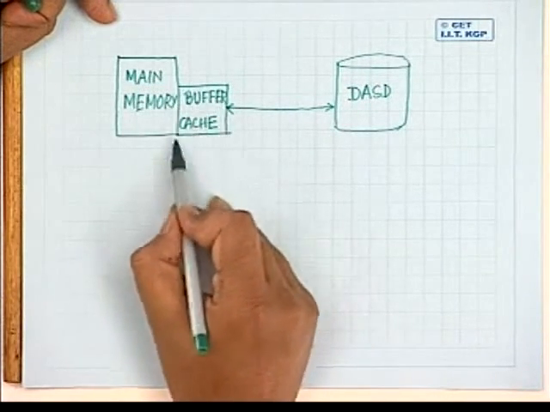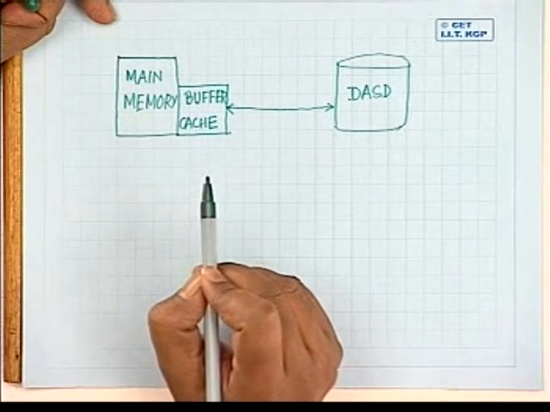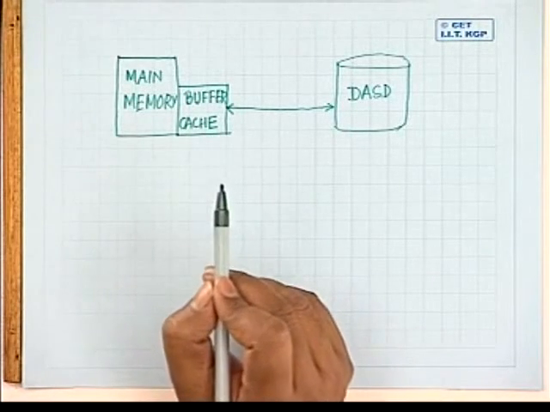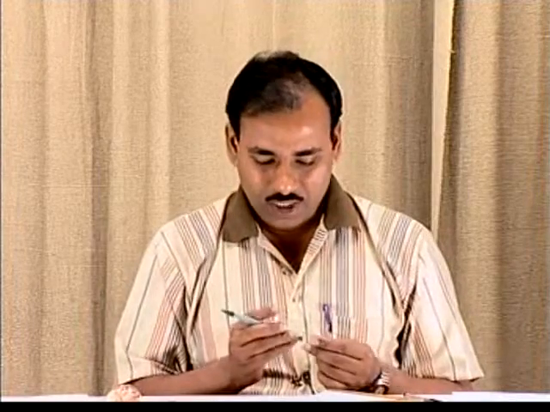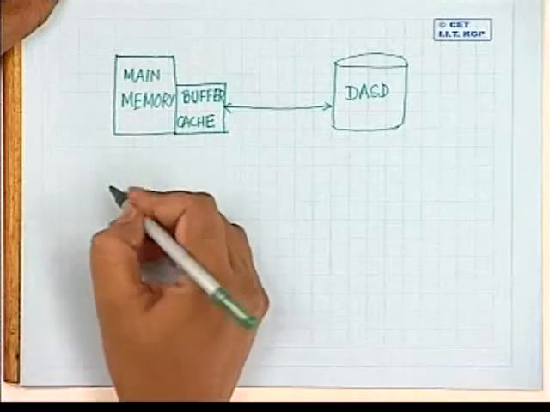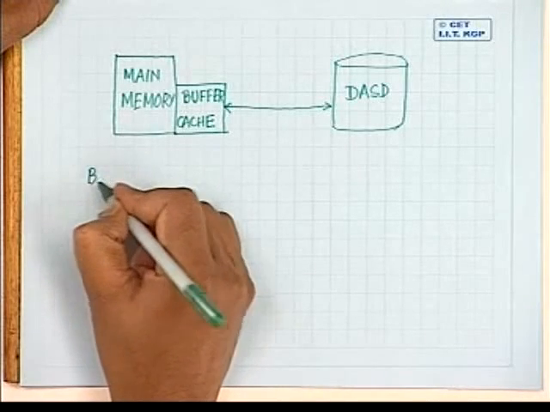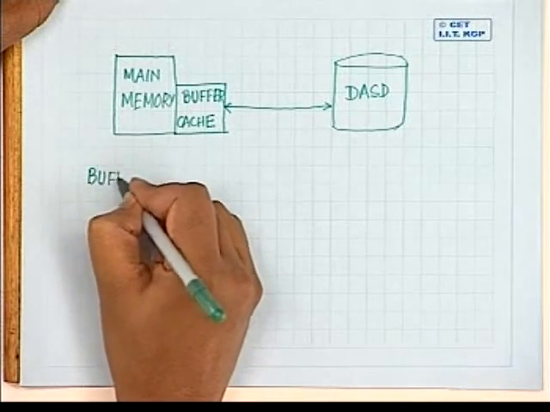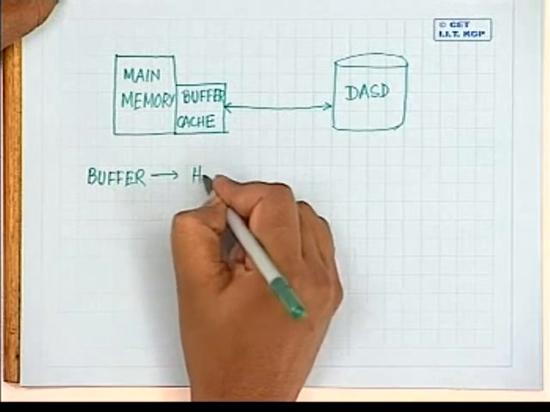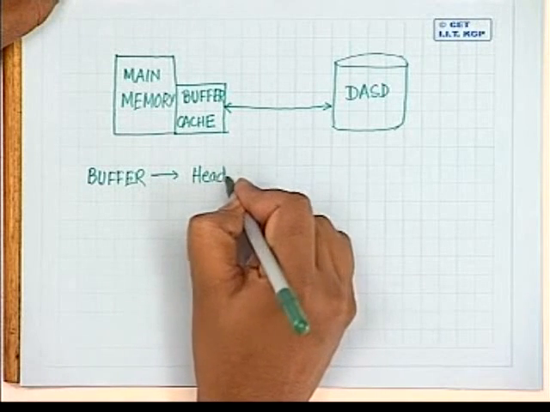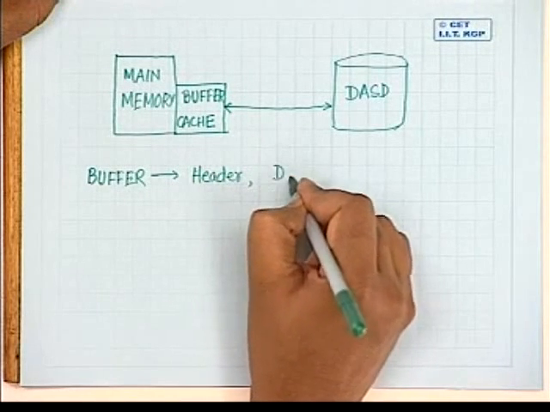Now, how is this buffer cache maintained? The buffer cache is actually an array or a pool of buffer areas. Each of the buffers contains mainly two parts. One is the data area and the other one is the header area. So I have two components, two areas in the buffer. One is the buffer header, and the other one is the data area.